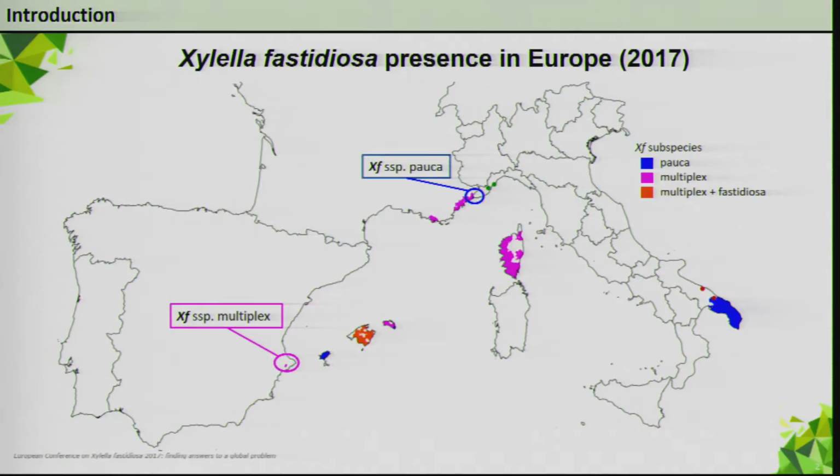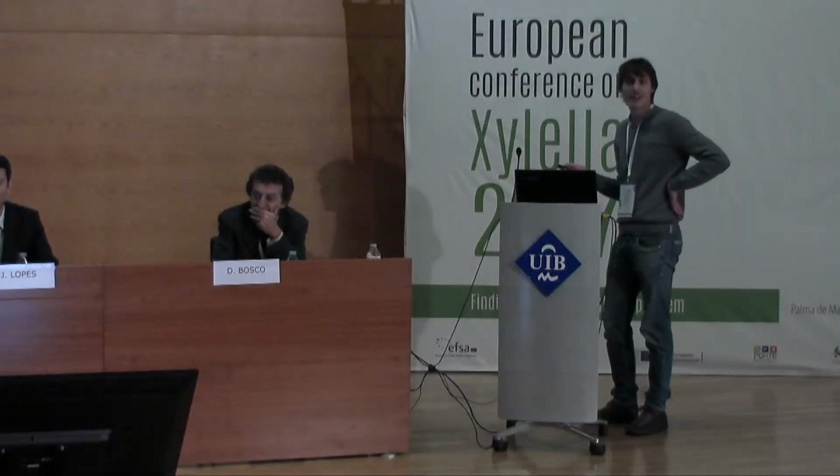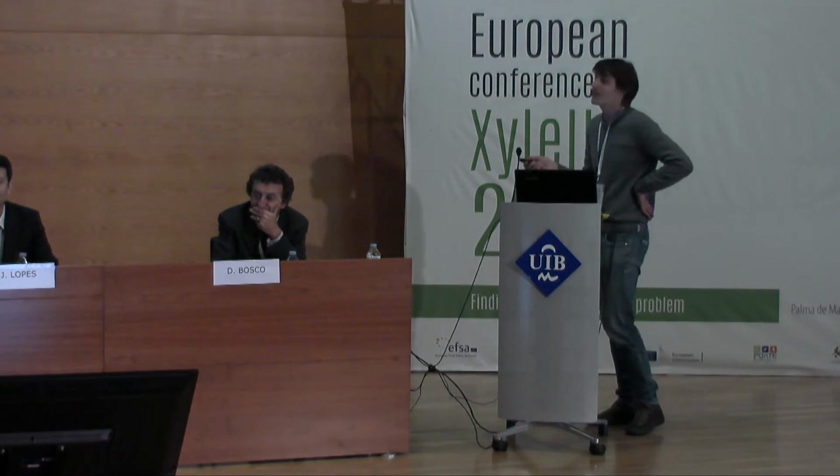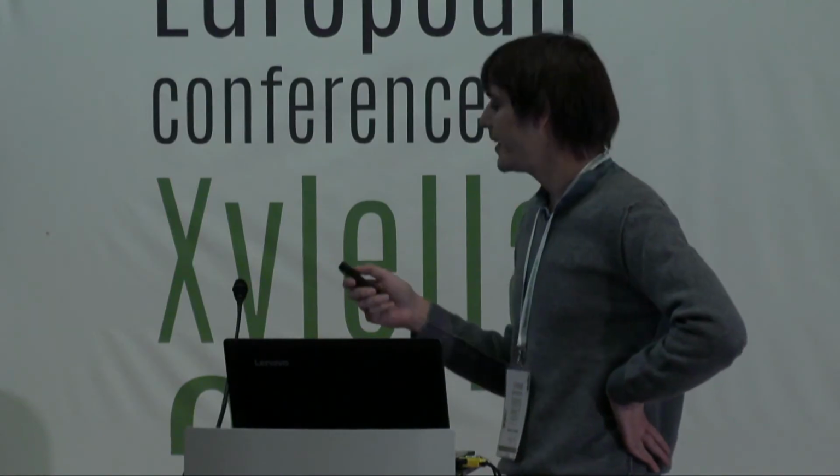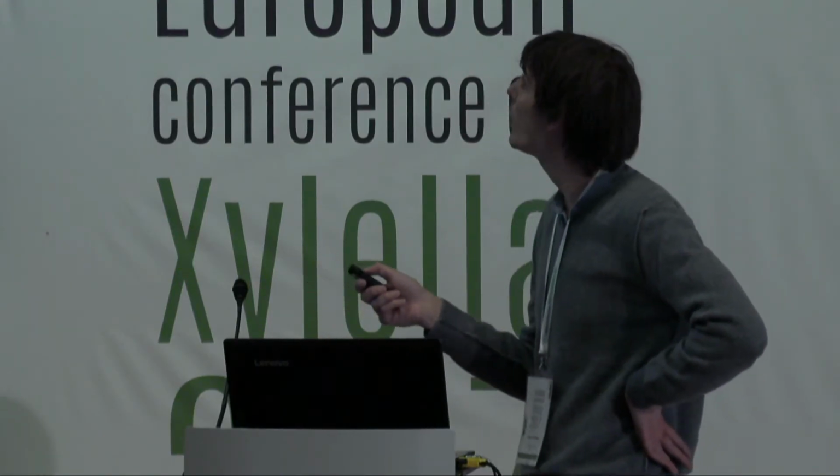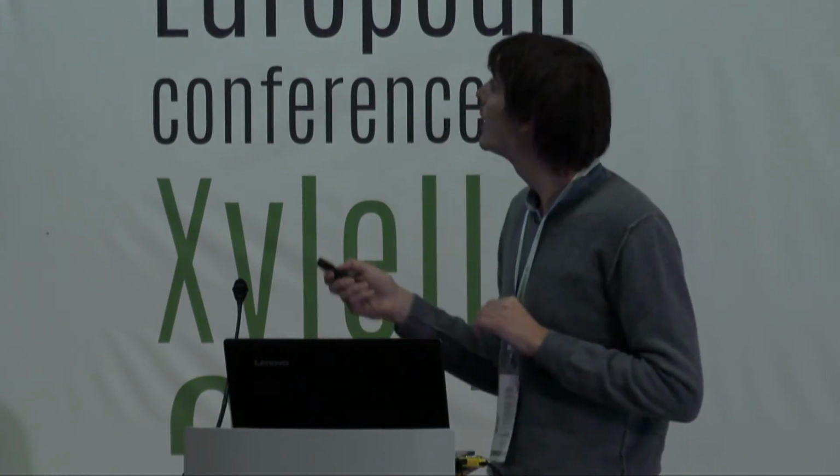Okay, I will not spend many words on Xylella, but here you can see the current situation of Xylella in Europe, with the subspecies pauca in Apulia, multiplex in France, and a mix of different subspecies in the Balearic Islands. The dots, the points, represent the olive groves that are the subject of this study.